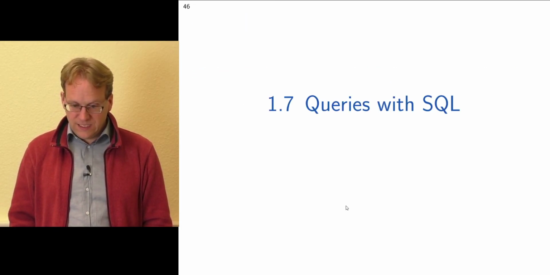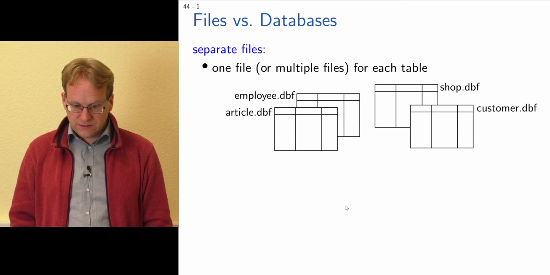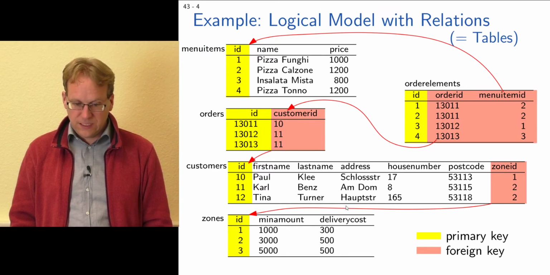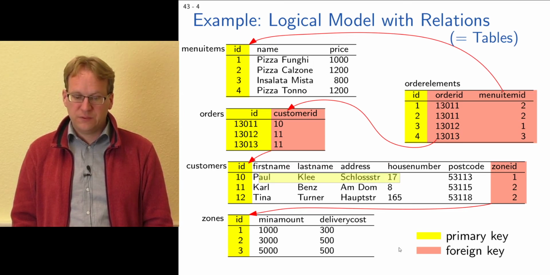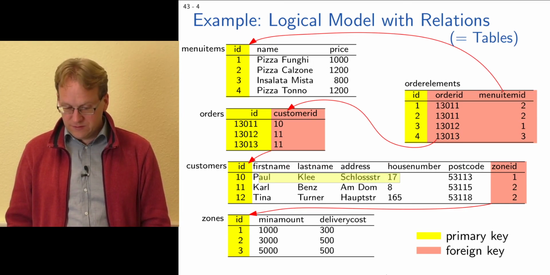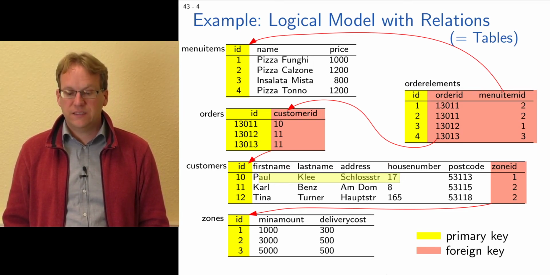And as a result, if we think of this table here, we would actually get only one line as output, namely Paul Klee. So the result of such an SQL query would again be a table.